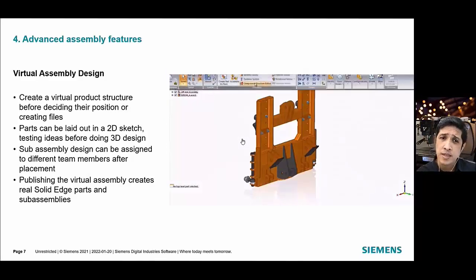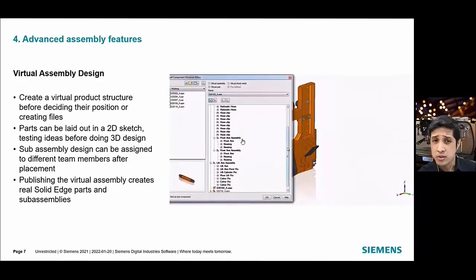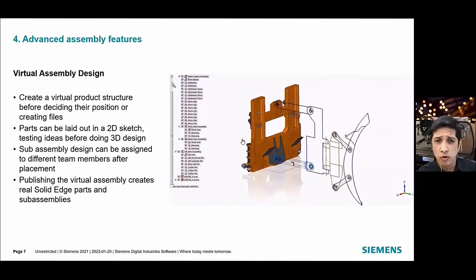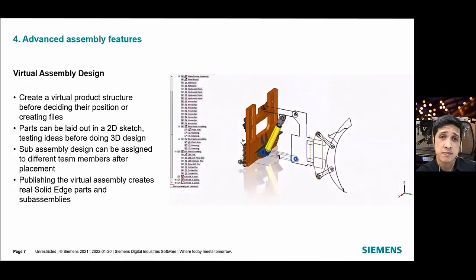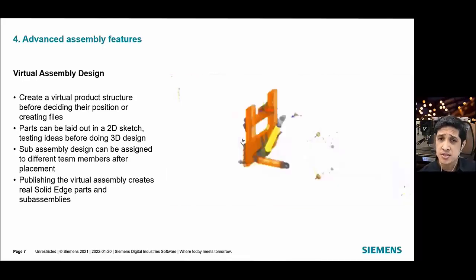Number 4 is advanced assembly features. And one of these is what I consider quite overlooked, which is virtual assembly design. It's really quite useful for designers creating mechanisms or even machines where placement needs to be done before you want to create your components. You start by creating a virtual product structure with assemblies which can be represented by sketches.